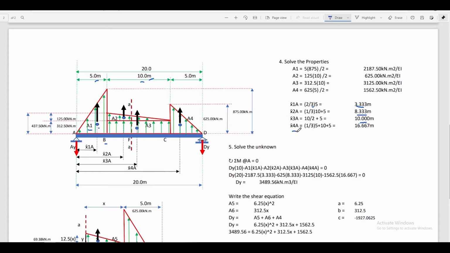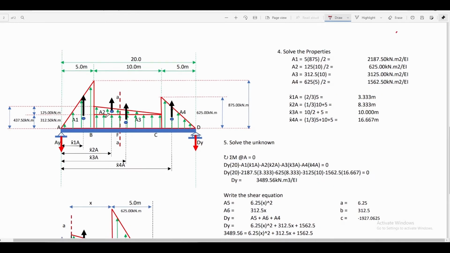And for x bar 4A, that is located at a distance 1/3 of its base distance, that is 5 meters. So 1/3 of 5 is equal to 1.66. Then we add 10 meters from point B up to point C. Then we add another 5 meters, that is from point A up to point B. So the centroid of area 4 up to point A is just equal to 1/3 of 5 plus 10 plus 5, which is equal to 16.67 meters.